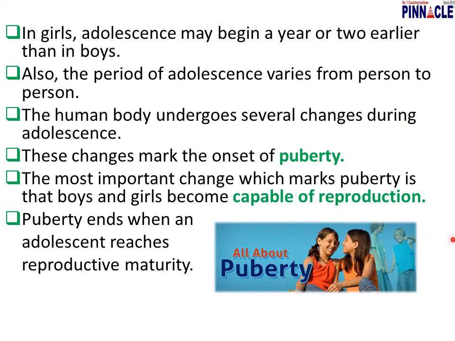These changes, the psyche of young teenagers, mark the onset of puberty. The most important change which marks puberty is that boys and girls become capable of reproduction. This is the phase of puberty. Puberty ends when an adolescent reaches reproductive maturity.